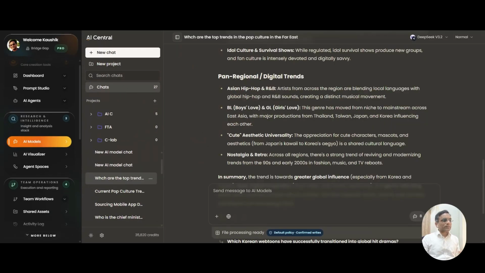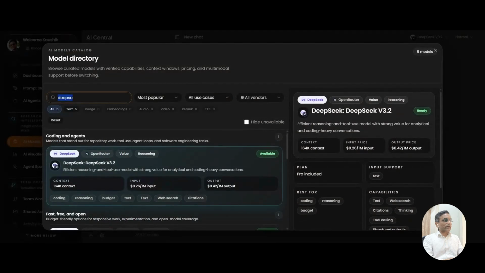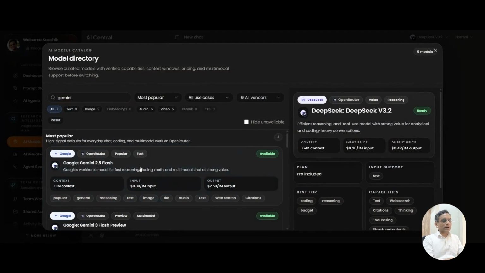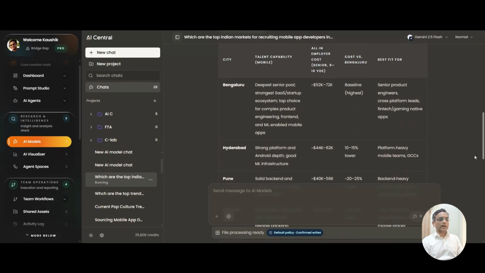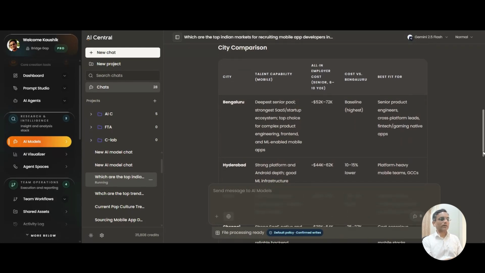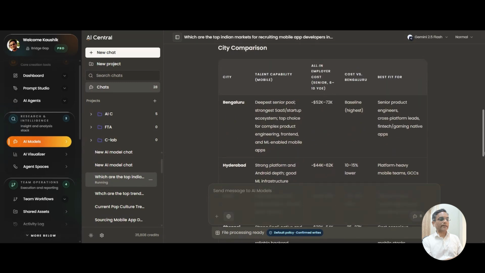Let's take a different example, which is not as biased as this one. Choose the same models, right? So let's start with Gemini first. I'm going to be asking which are the top Indian markets for recruiting mobile app developers in terms of capability and cost effectiveness. So you can see that this is the answer which is coming with Gemini. You can see the detailing that it is giving.